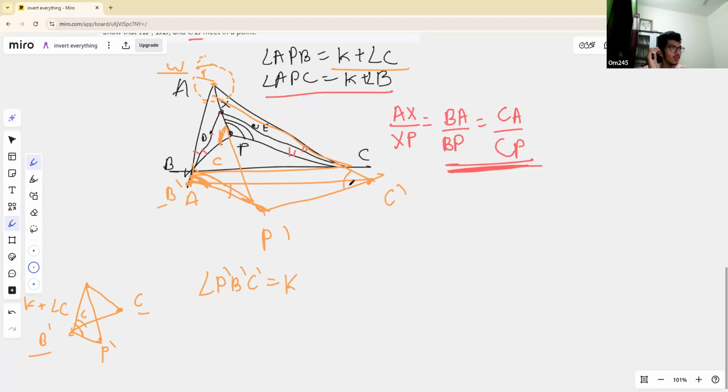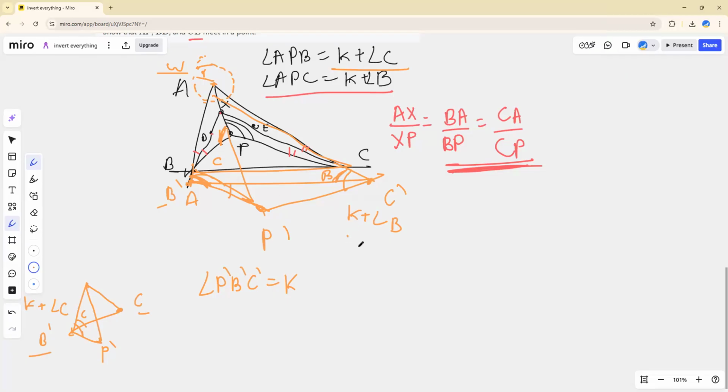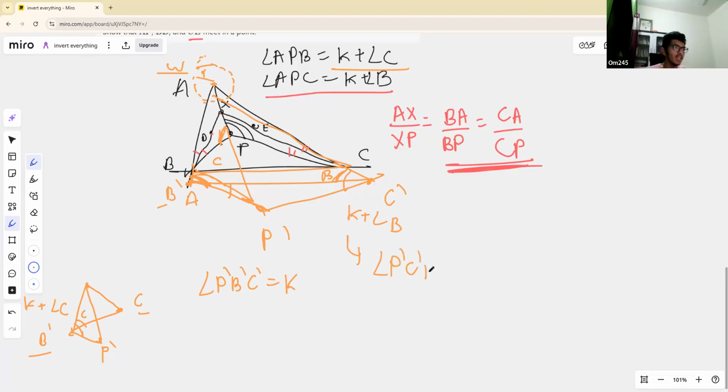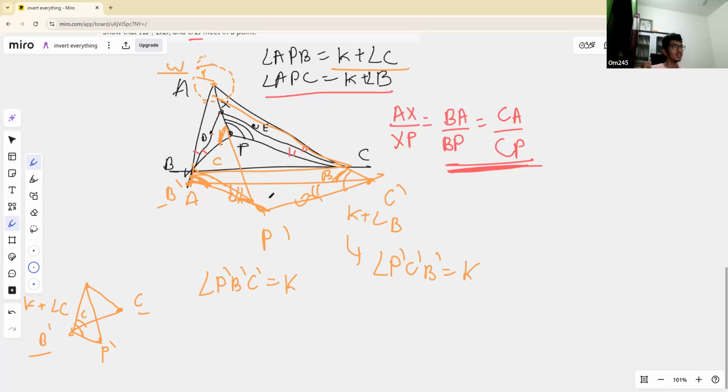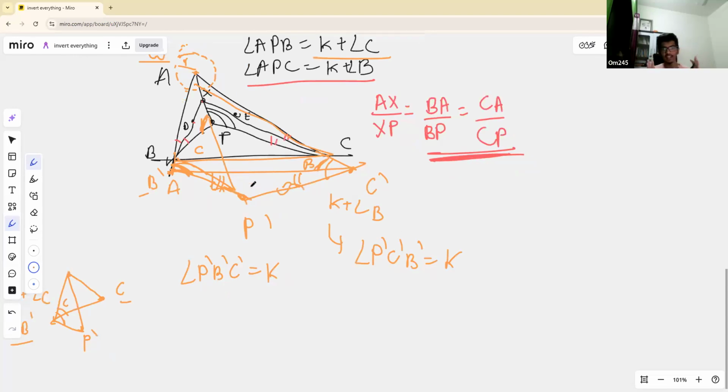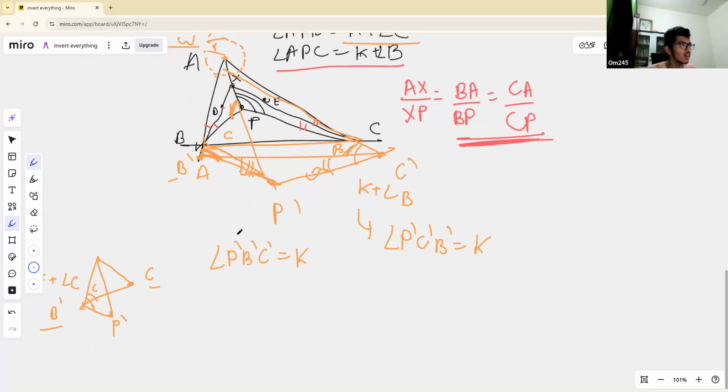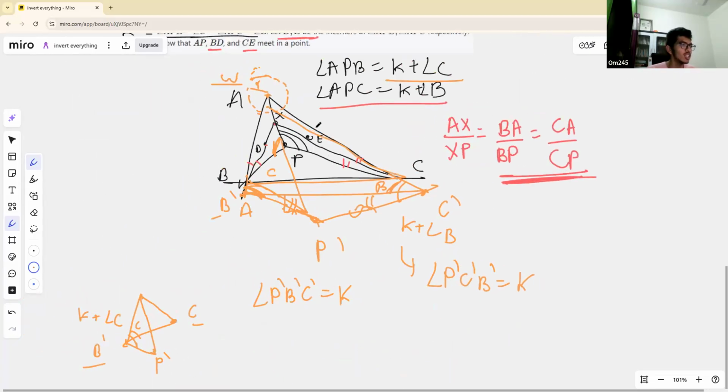And similarly, you get this whole angle is K plus angle B, but this angle is just angle B, again by the cyclic property. And so that again implies angle P dash C dash B dash is equal to K. So then P prime B prime is equal to P prime C prime. And now you have a length condition. And we have worked with the length condition. What do we do with this length condition? We go back to our original problem.